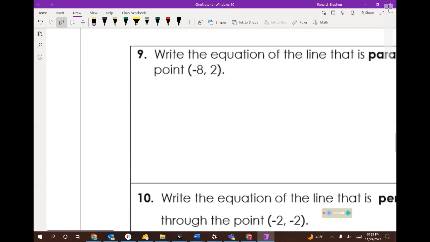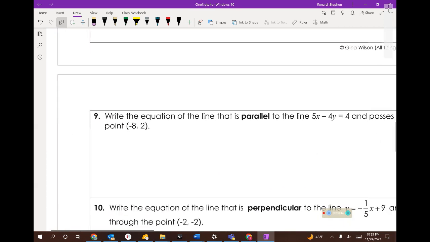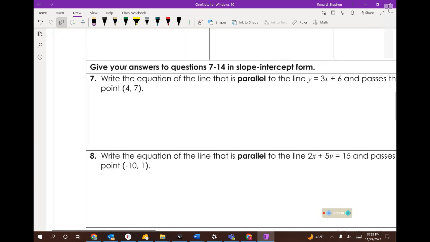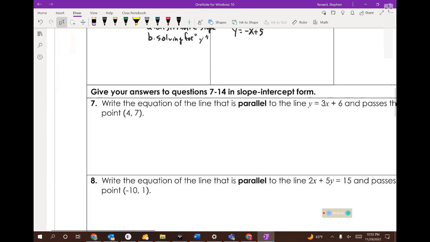So once we get to 7 all the way through the rest of them, we have the same general plan. This is what we worked on yesterday. We're given the equation of a line that is parallel to the line y equals 3x plus 6 and passes through the point 4, 7. Remember, I gave you the steps.